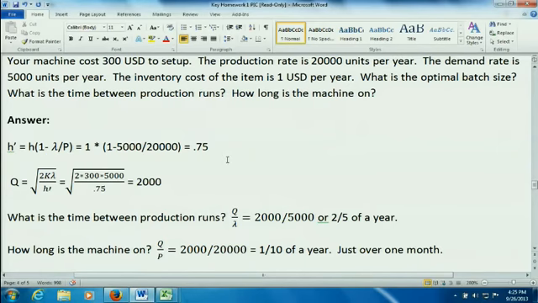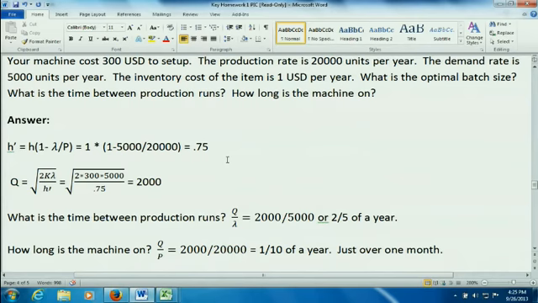How long is the machine on? Well, I produce 2,000 units and I can produce 20,000 in a year. So the machine's on for 1/10 of a year, just over a month. So basically, I turn on the machine for a month, and then my whole cycle is 2/5 of a year.